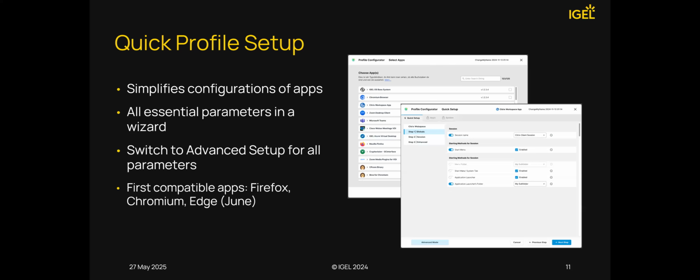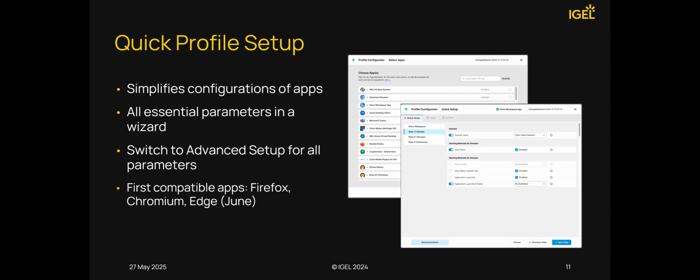We got some feedback from you that especially for new customers, sometimes it's overwhelming when they start with a new UMS and they need to create their first profiles, how to do this and so on. And therefore, we discussed it with our customers, with our UI UX team, and we came up with a new feature called Quick Profile Setup. That means that for specific apps, and there will be more and more apps compatible with this, we reduce the configurations only to the necessary ones.